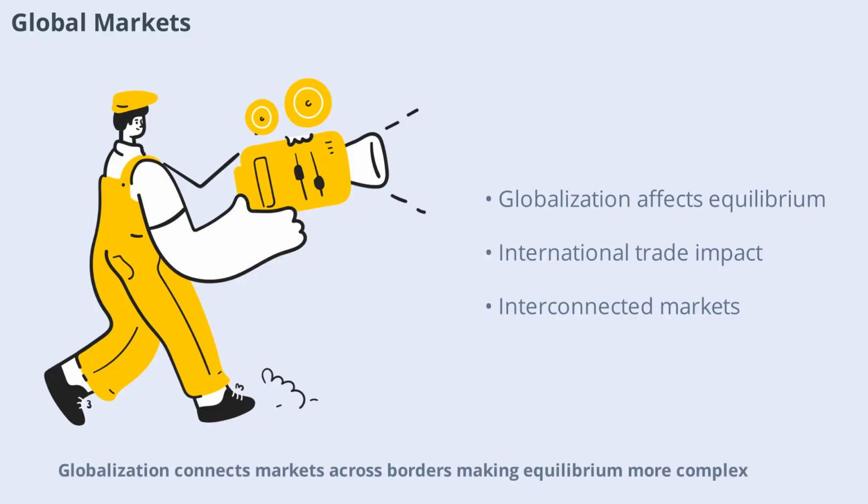Globalization connects markets across borders, making equilibrium more complex. International trade, currency fluctuations, and geopolitical events all influence supply and demand. For example, a disruption in one country can affect prices worldwide. Understanding global markets helps us appreciate the interconnectedness of equilibrium and the challenges of maintaining balance.